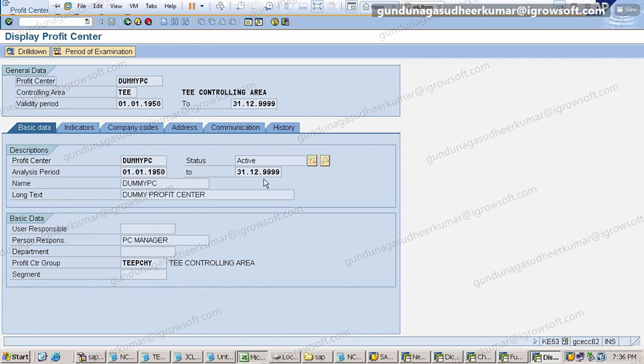So the validity period automatically comes as 1/1/1950. That is standard, no? Even before SAP was born, they have given that date. Unlimited they have.